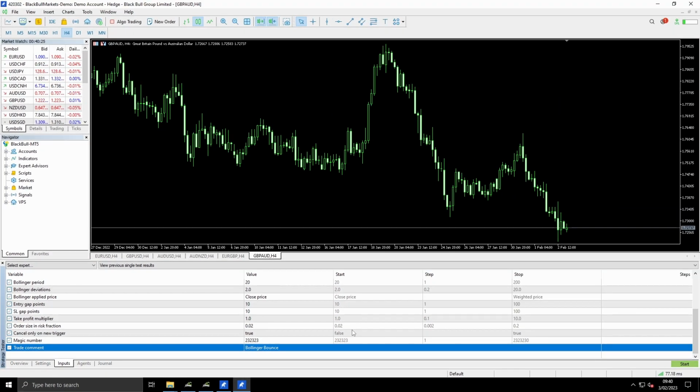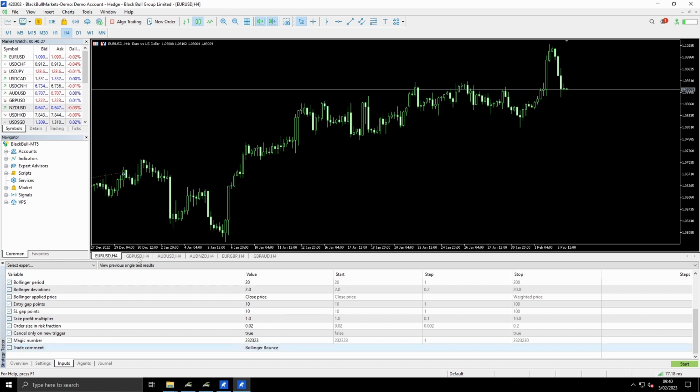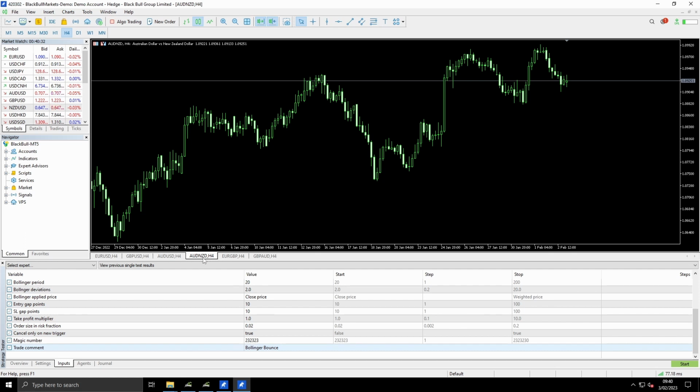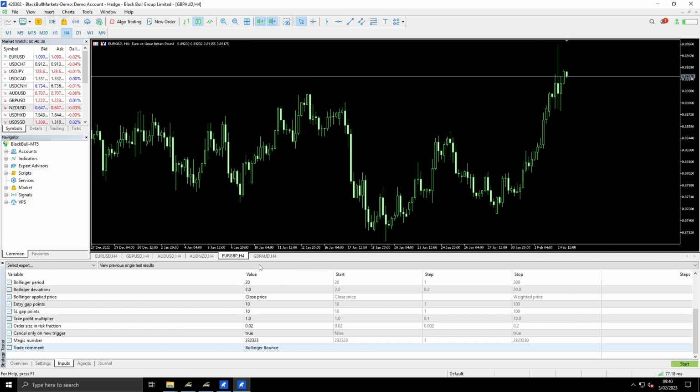So let's run this now on Euro USD, Pound USD, Aussie US, Aussie Kiwi, and I'm choosing Aussie Kiwi here because that was actually used in the original video to test the strategy, Euro Pound and Pound Aussie.